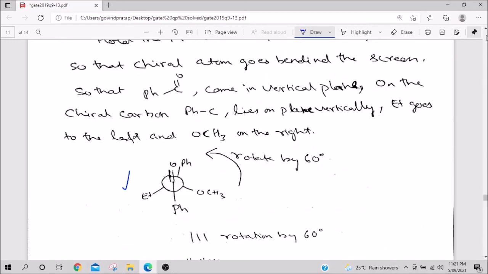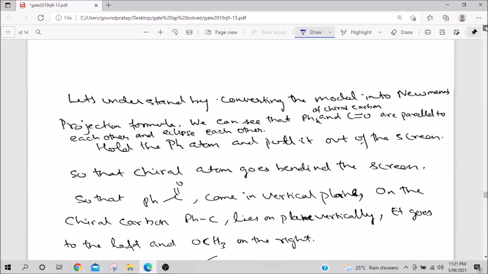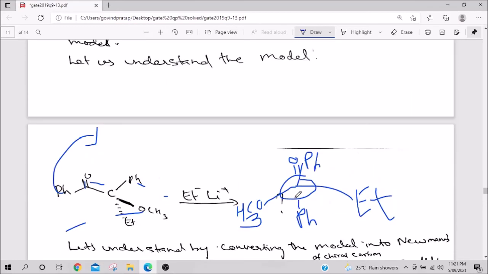Oh, something is wrong. Here what has happened is, here I am looking C=O towards the viewer. There I have put C=O away from the viewer. Does not matter. Either way it should be fine. That's what clarity of thought should be there.